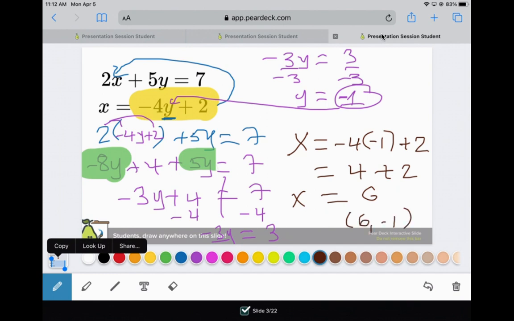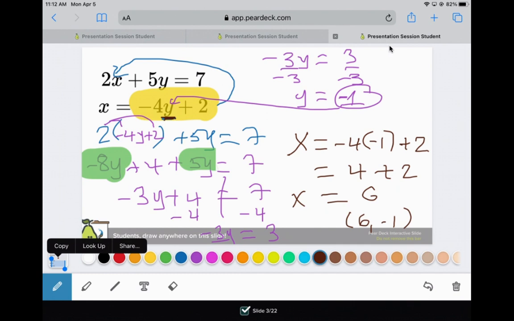So that's substitution. Just remind yourself, you're choosing the one where one of the letters is already isolated and carrying that expression into the other equation. And pay attention to the letters that are given. If this is y, I replace with something different than y. If it's x, I replace with something different than x. Okay, and then solve equations.